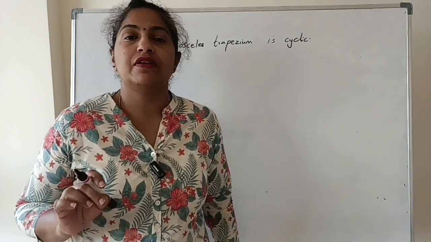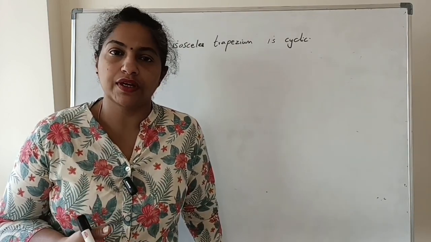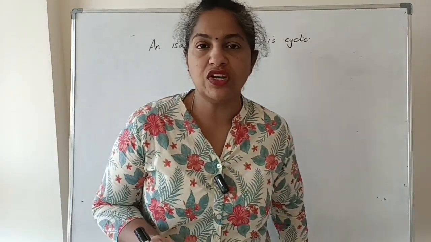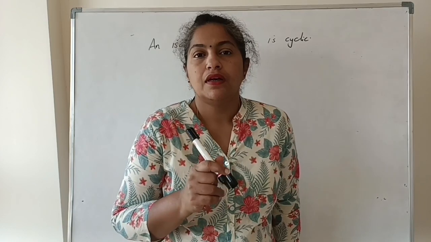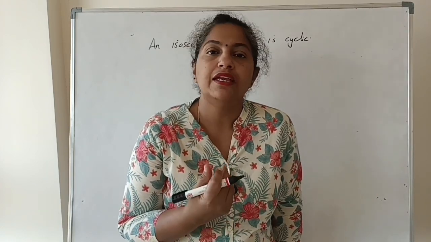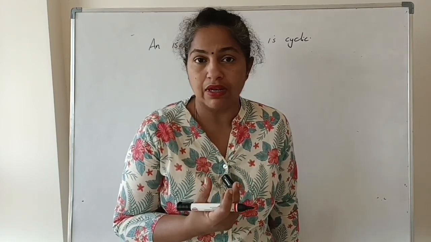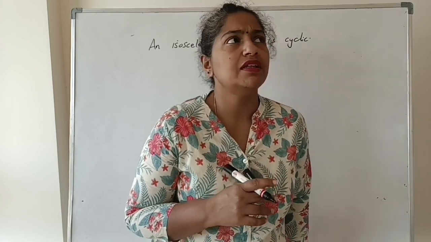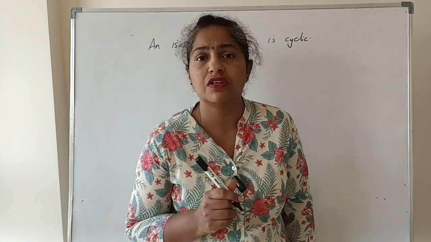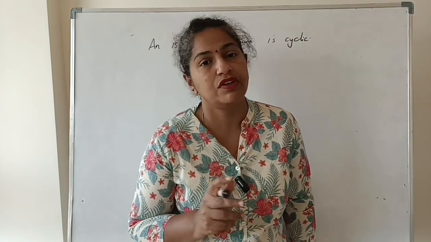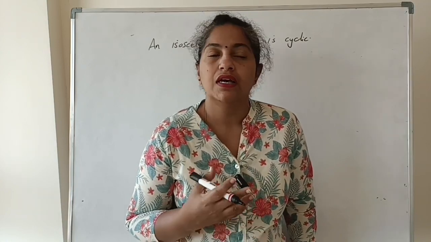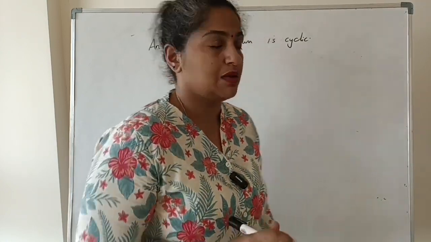An isosceles trapezium is cyclic. We need to prove that. So we know what an isosceles trapezium is. The trapezium wherein its two non-parallel sides are equal is called an isosceles trapezium. I think we did isosceles trapezium when we were doing Heron's formula. Yeah, right. So we did both isosceles and non-isosceles. And so you know what an isosceles trapezium is.